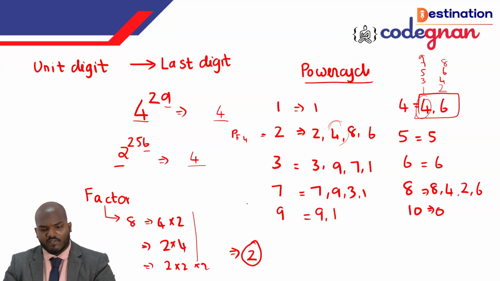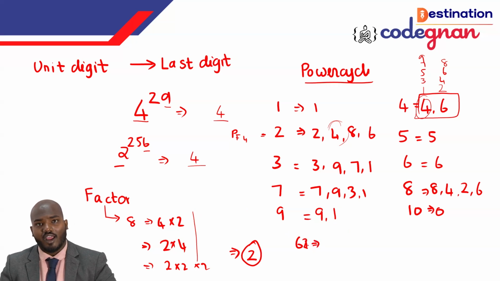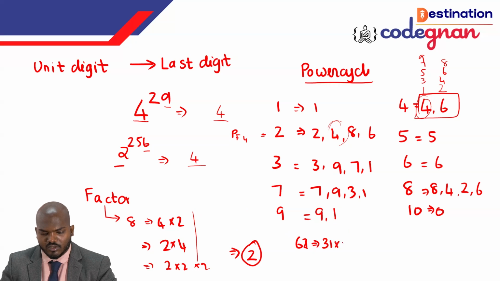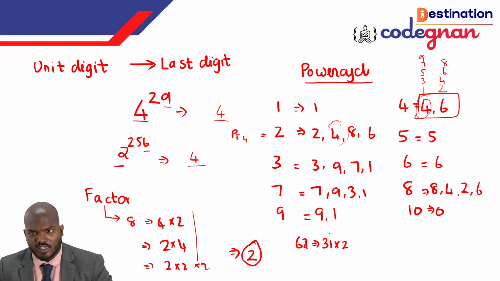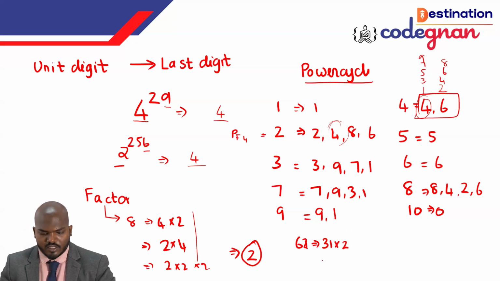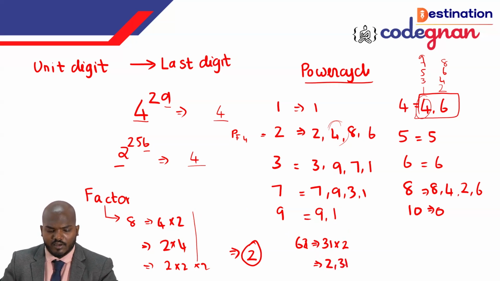Suppose I have the value 56. Actually, I don't want 56, I'm taking the value 62 here. If you see this one, 62 can be made only by 31 cross 2. We don't have any other options here. So I can say that the factors of 62 are 2 and 31. That is the way you write this down.